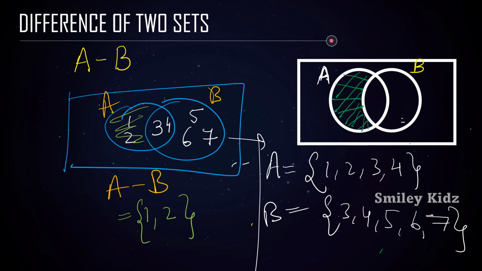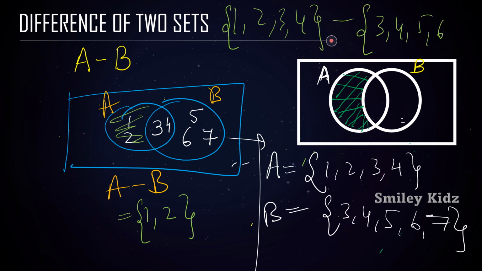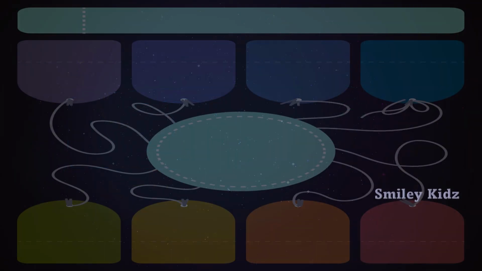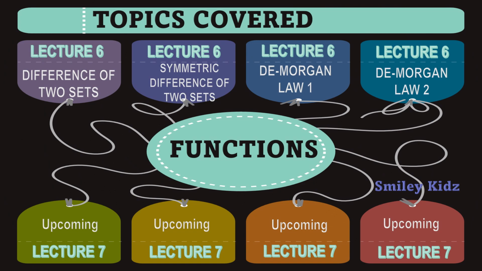Now, A minus B, that means 1, 2, 3, 4 minus 3, 4, 5, 6, 7. What does this mean? Is 3 present? Yes. I'm going to eliminate it. 4, eliminate. Then 5, 6, 7 are already not present. So what is our new set over here? 1, 2, and that is it. This is called the difference of two sets. Let's move ahead and understand the symmetric difference.